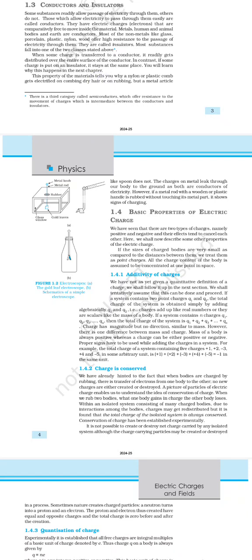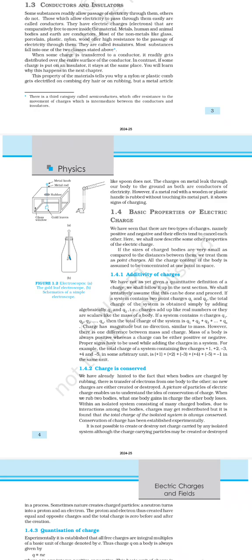There's a third category called semiconductors, which offers resistance to the movement of charges, which is intermediate between the conductors and the insulators. You can see the diagram in figure 1.2. We have the metal knob, metal rod, rubber, glass window, gold leaves. Okay, so this is the gold leaf electroscope.